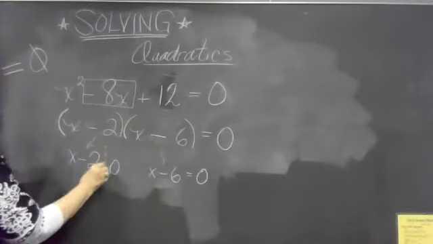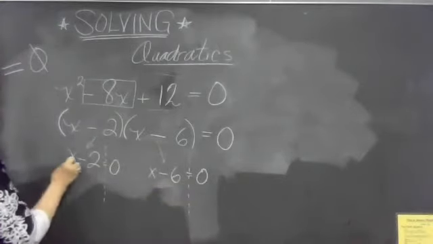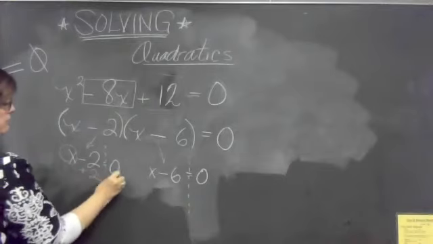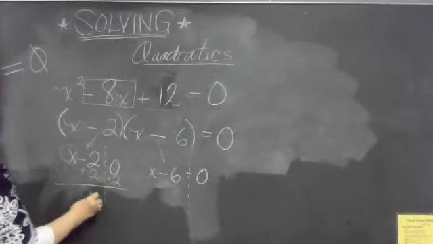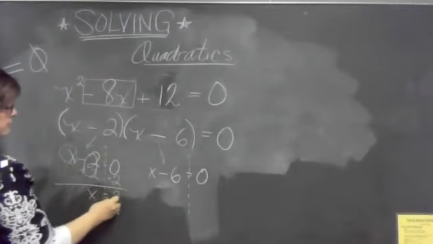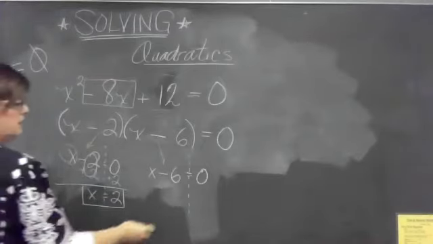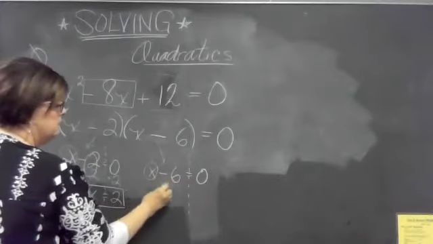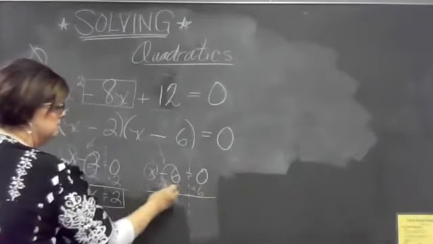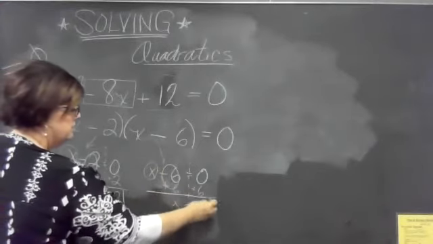So now I'm going to do a very elementary solving for x. We want the x by itself. So we add 2, this should be very familiar to you. And so I'm left with x equals 2. This is one of our answers. And then I come over here, I want the x by itself, so I add 6. And I have x equals 6.